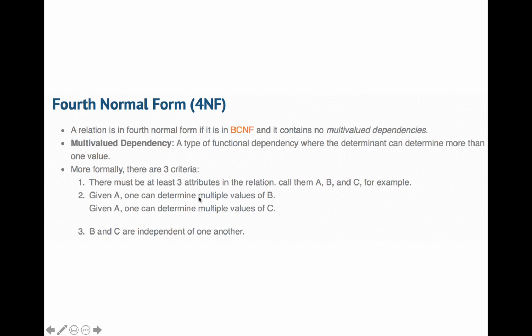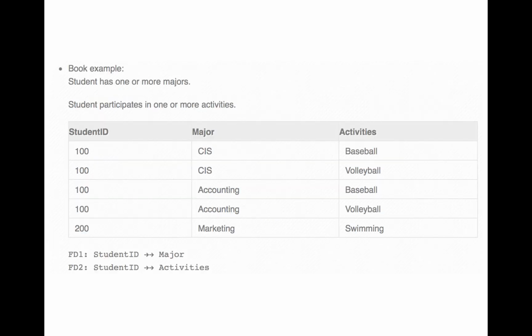More formally, there are three criteria. The first is that the relation I'm checking for fourth normal form has to have at least three attributes. Let's say they're called A, B, and C. Given A, one can determine multiple values of B. Given A, one can also determine multiple values of C. And B and C are independent of one another. If you have this scenario, then you have a multi-valued dependency, and you have to avoid it.